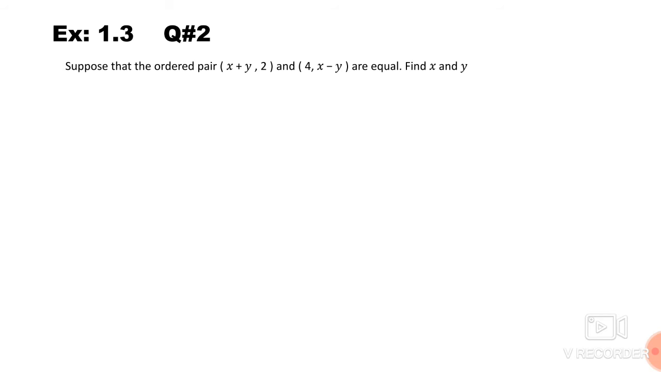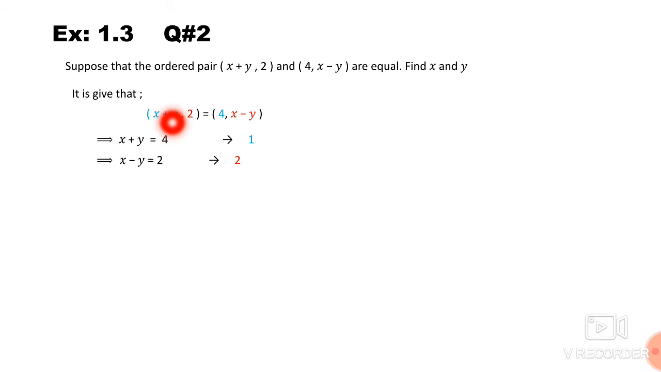Previously we have learned that if two ordered pairs are equal, then the first elements of both the ordered pairs will be equal and the second elements of both the ordered pairs will be equal. So it is given that the ordered pairs are equal. It means the first elements will be equal and the second elements will be equal. So x plus y is equal to 4. This is our first equation. And x minus y is equal to 2, this is our second equation.